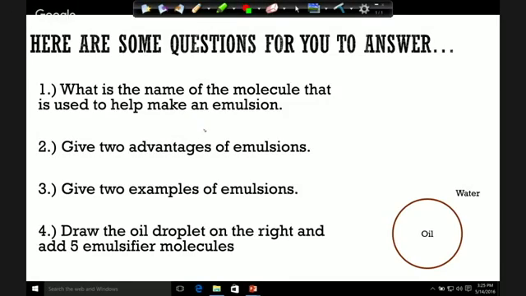Okay, so the first question then, don't worry if you haven't finished them, you can always pause it and come back. It says, what is the name of the molecule that is used to help make an emulsion? That is an emulsifier. Give two advantages of emulsions.